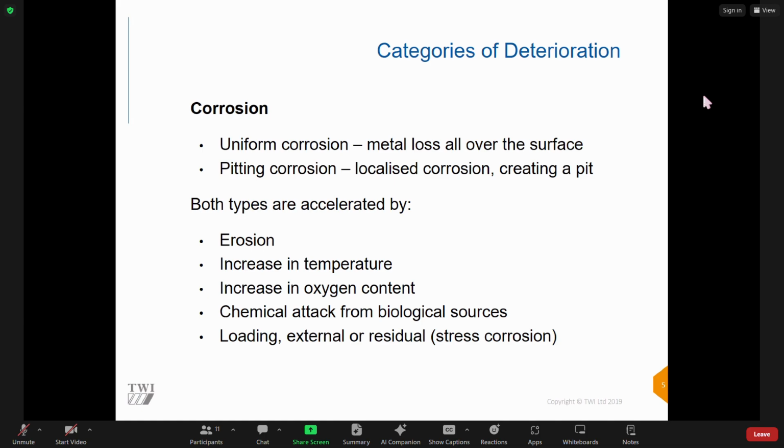Increased oxygen content. Again, where we've got any turbulence, around a pump for example, we'd expect to see more corrosion on the inside of our caisson adjacent to where the pump is, because of that turbulence creating more oxygen in the electrolyte. Then chemical attack from biological sources, and loading, both external and residual. Put a steel component under a tensile load, and again it'll corrode at a faster rate.